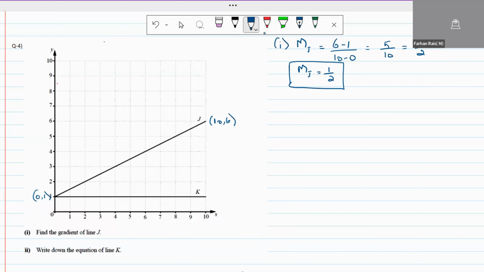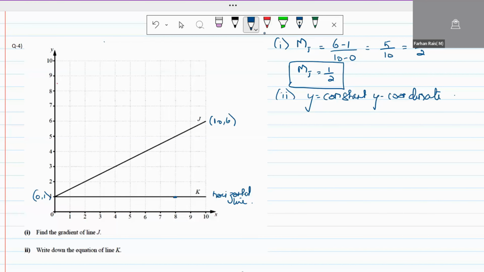Second part, we have to find the equation of line K. We can clearly see that it's a horizontal line. And whenever we have a horizontal line, the equation of the line is always y equals constant. The constant is always the constant y coordinate. And for this whole line, we can see the y coordinate is 1, which is constant throughout.